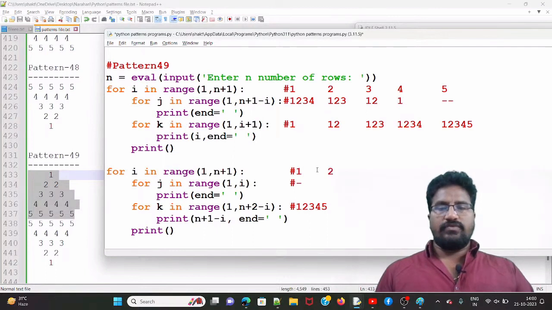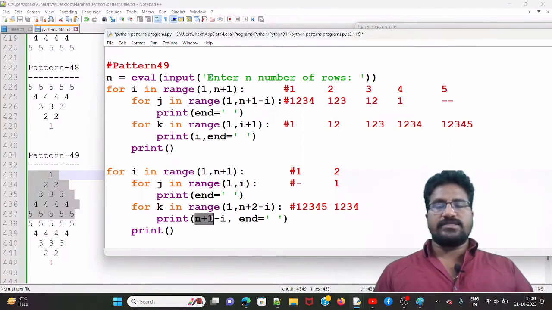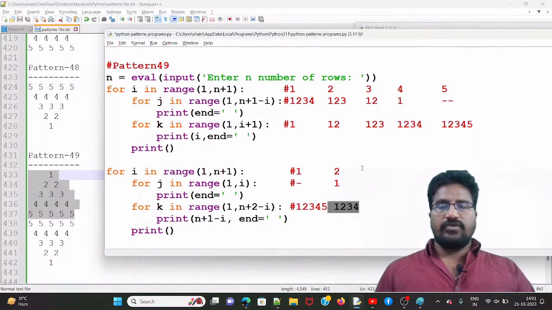Next, when i value is 2 here, then j iterating only one time, means one space coming. Then here how many times? 4 iterations. Those 4 iterations, what is displaying? 4 displaying, because 5 plus 1 is 6, 6 minus 2 is 4. The 4 displaying 4 times. Next, when i value is 3, then j iterating 2 times, means space coming 2 times. And k, how many times here? 3 times. 5 plus 1 is 6, 6 minus 3 is 3. The 3 displaying 3 times.